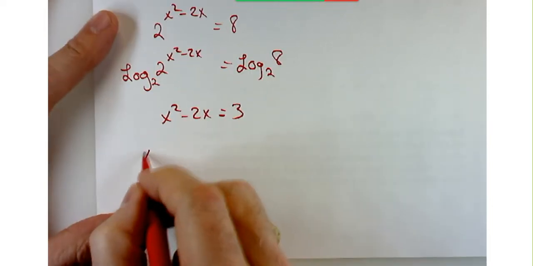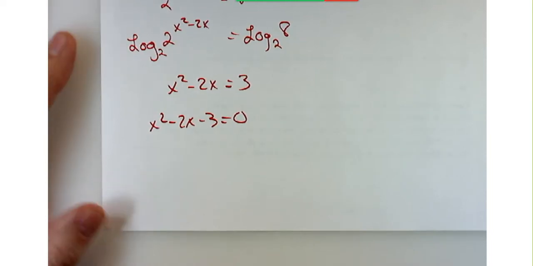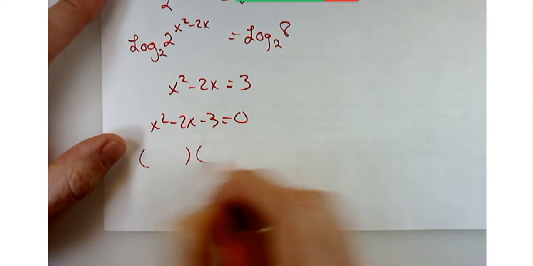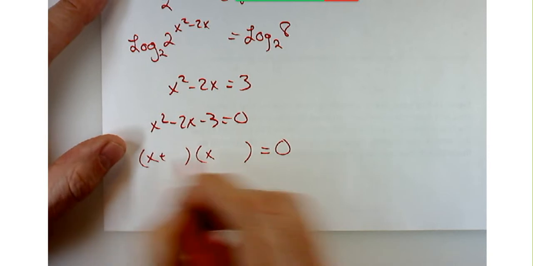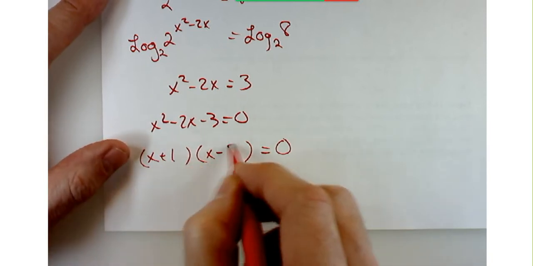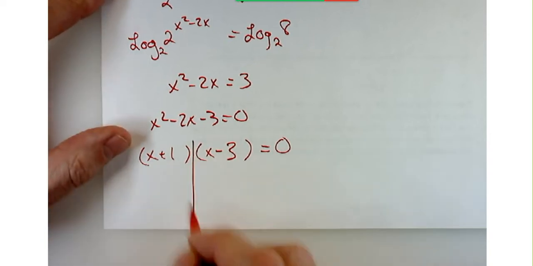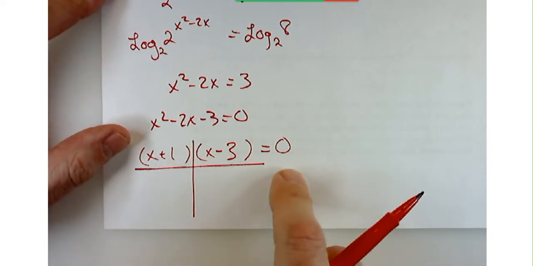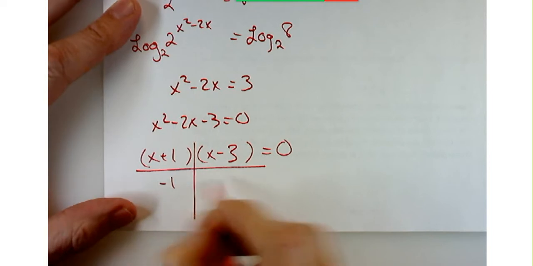Now, x squared minus 2x minus 3. Here's some practice factoring. Anyone got this? An x and an x. Has to be a plus and a minus. And not too many possibilities here. A 1 and a 3. What solutions does that give me then for this problem? -1 and 3. Yep. Perfect.